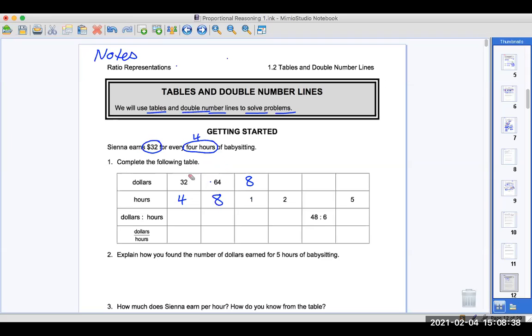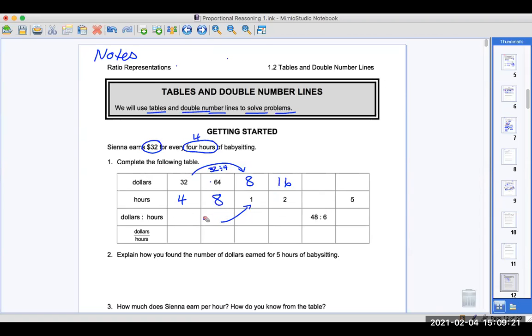So it's a division or multiplication factor, right? 4 divided by 4 is 1. Therefore, 32 divided by 4 is 8. So that's the connection. Okay. Then how about 2 hours? She works 2 hours. She makes $16 because she works 1 hour for $8. 2 is twice as much. And let's finish the table underneath. And then we'll go over there.